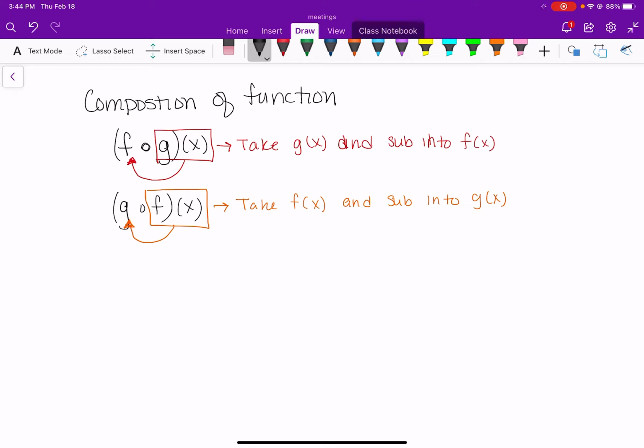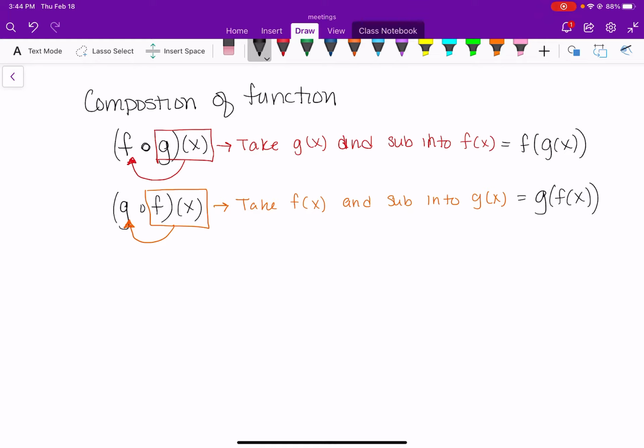Now, there are some official definitions, and you'll see this if you go through Hawks, where it says that this one equals f composed with g of x, or f at g of x, and this one is g at f of x, okay? So basically in math terminology, that's what it looks like.